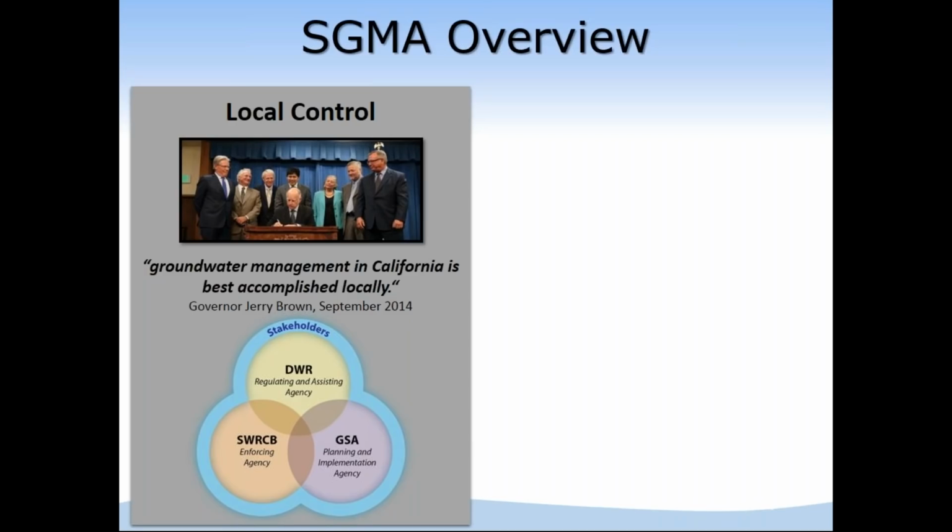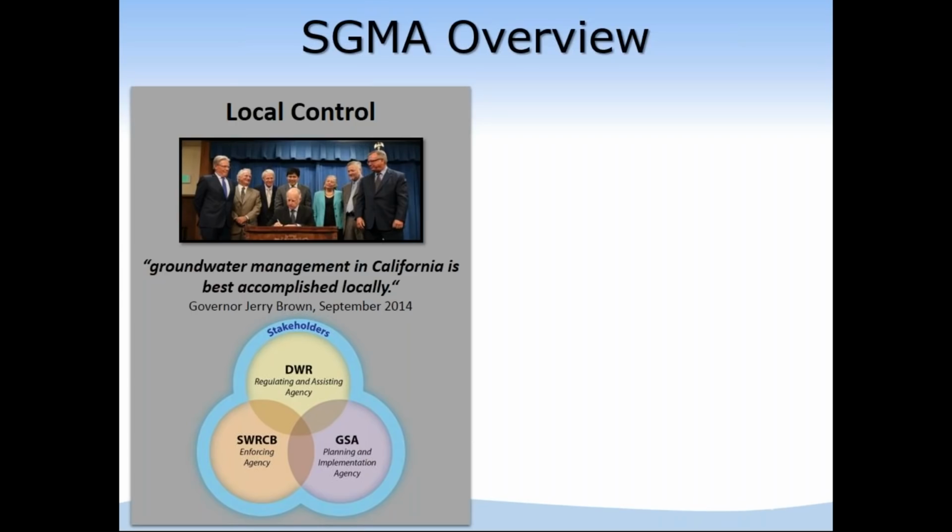There are 3 main entities that have new roles and responsibilities under SGMA. The first is the Department of Water Resources. We have a dual role of providing technical assistance, which we have a long history of doing at the department, but we also have a new role of a more regulatory process in evaluating these new groundwater sustainability plans that will be coming to us.